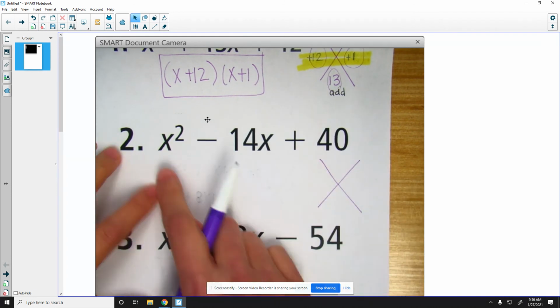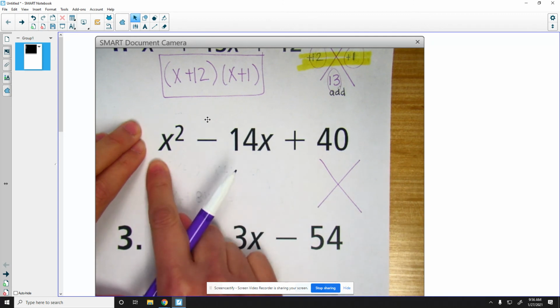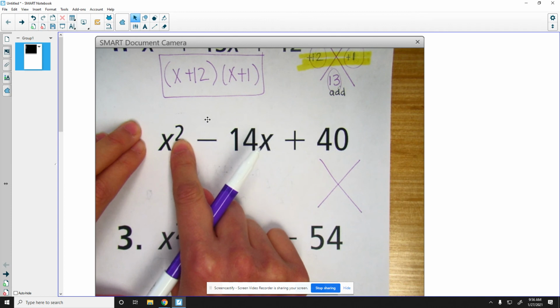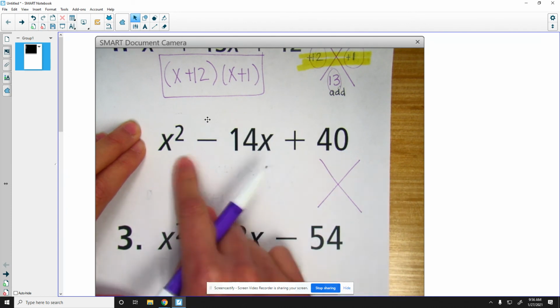Remember, when I do big X, the only way I can do this is to make sure first that my problem is written in standard form. So yes, it is: x squared, x to the first power, and then nothing. So it's written in the right order, because sometimes I have to rearrange them.